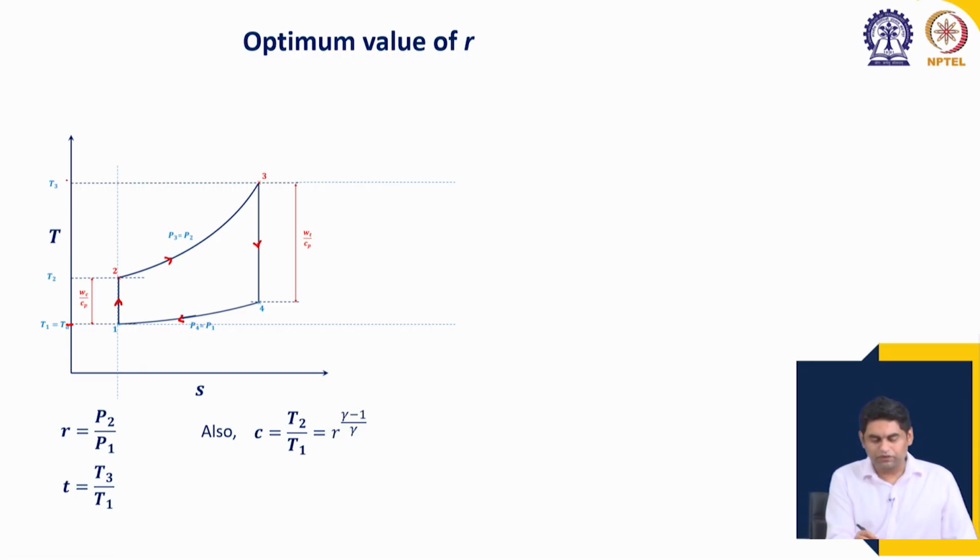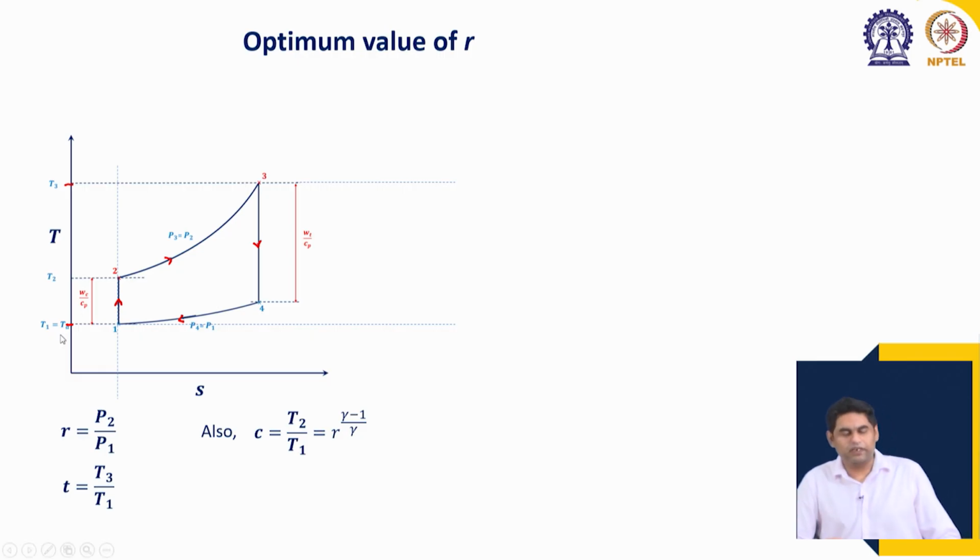Why are we keeping the temperature ratio the same? Because the inlet conditions are fixed. The inlet temperature we do not have direct control over, because it depends on the ambient air conditions, and the maximum temperature depends on the turbine blade material. So, that also we cannot directly control based on the cycle requirement.